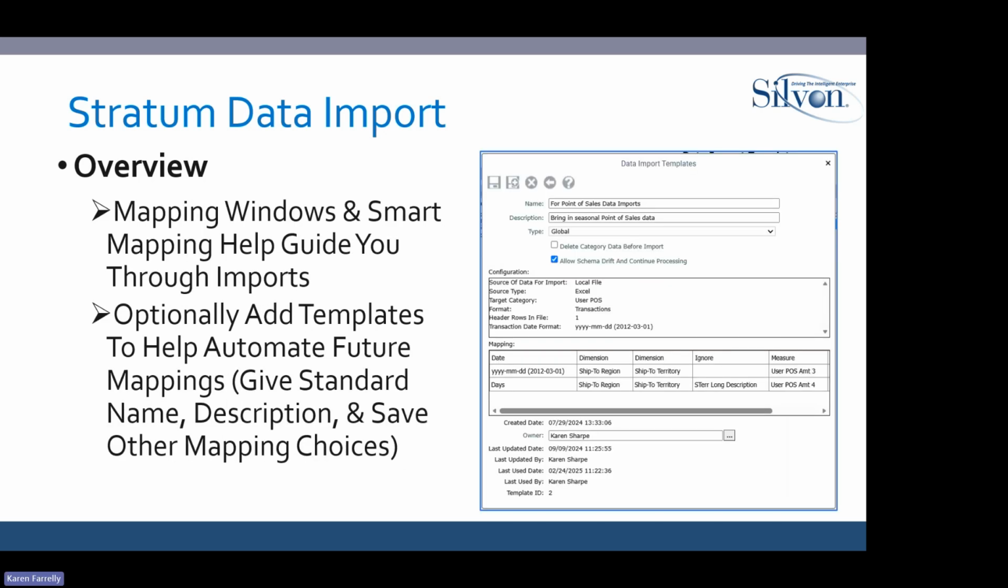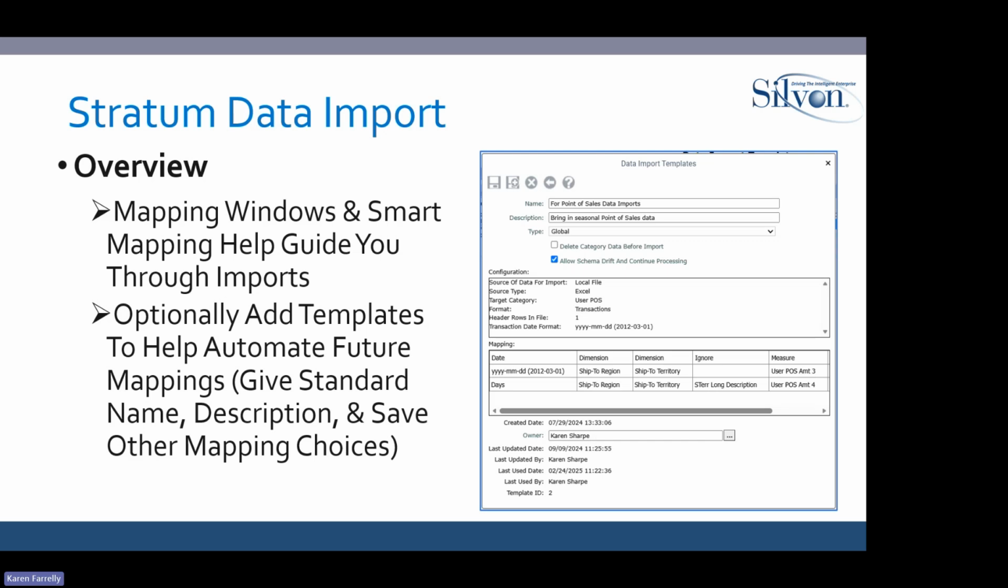Something else to know about Stratum Data Import: when you are doing your imports, there are mapping windows, some smart mapping that help guide you through picking what you're copying from and to, and where to put that data as you're importing it. We also have a feature called templates. So data import templates can be used to potentially automate future mappings of the same type of data. And you give those templates a standard name, description, save other mapping choices from one of your imports that you're actively doing, and saving that information for future import use.